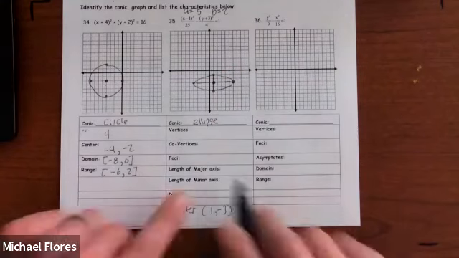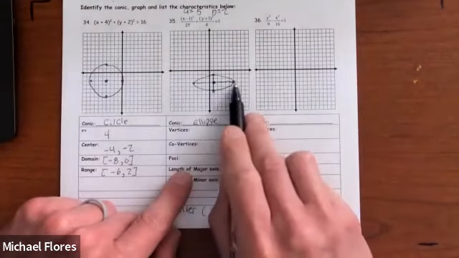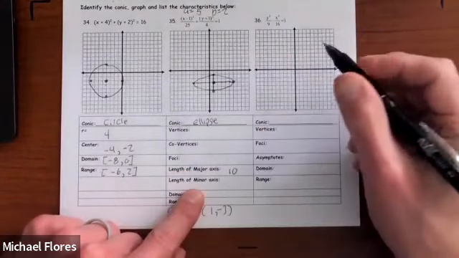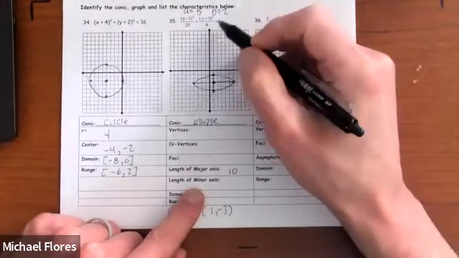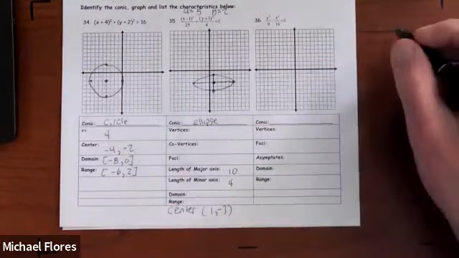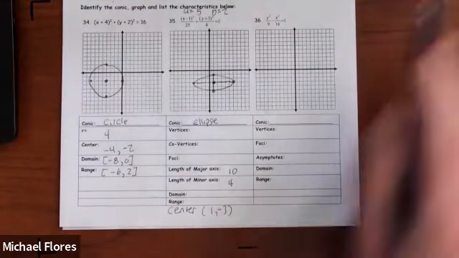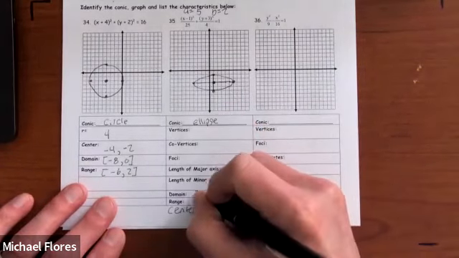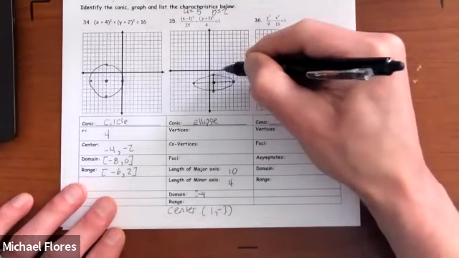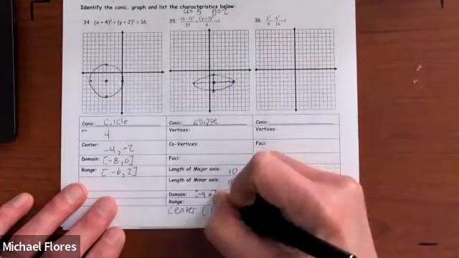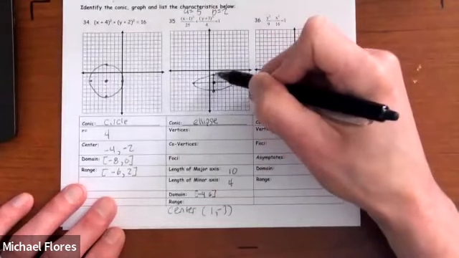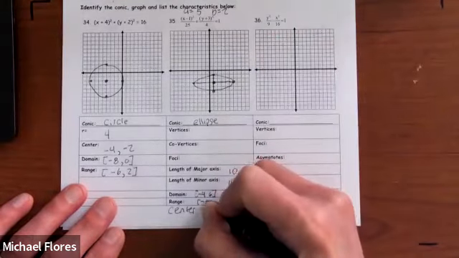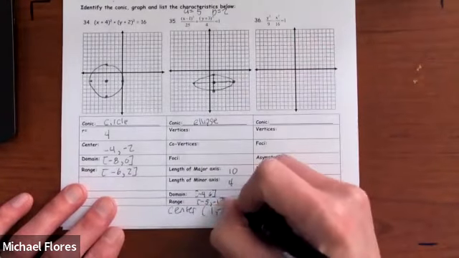Now just the easier stuff. The length of the major axis, you could count from here to here, or you could just take your a value and multiply it by 2. Length of the minor axis, you could count from here to here, or take your b value and multiply it by 2. Domain, all the x values from left to right. So it looks like [-4, 6]. And range, all your y values from bottom to top, looks like [-5, -1].